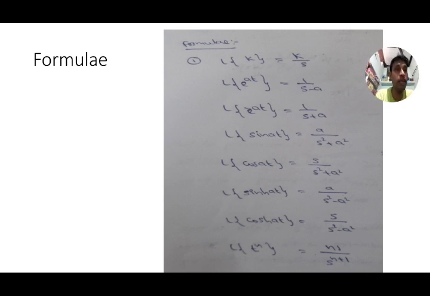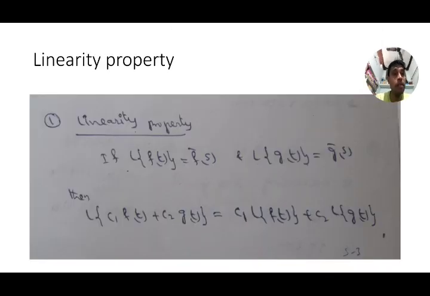Laplace transform of k, k by s. Laplace transform of e to the power of at, 1 by s minus a. Laplace transform of e to the power of minus at, 1 by s plus a. Laplace transform of sin at, a by s square plus a square. Laplace transform of cos at, s by s square plus a square. Laplace transform of sinh of at, a by s square minus a square. Laplace transform of cosh of at, s by s square minus a square. Laplace transform of t to the power of n is n factorial by s to the power of n plus 1. These formulas and the linearity property, we will use to do the problems.